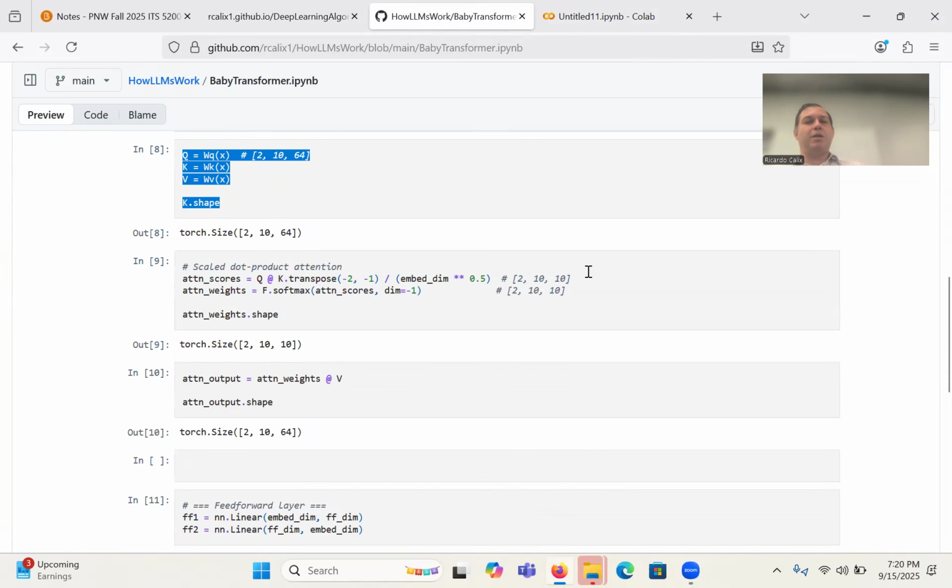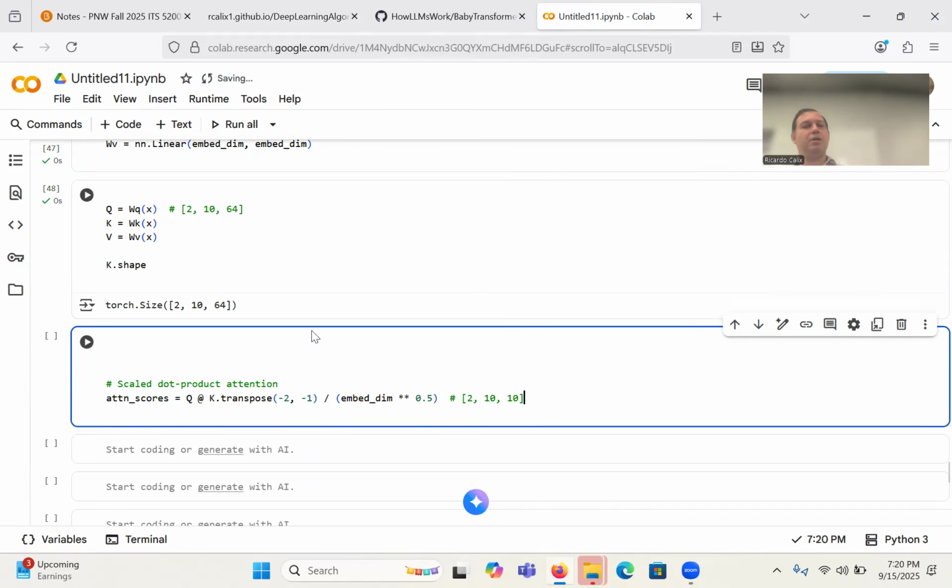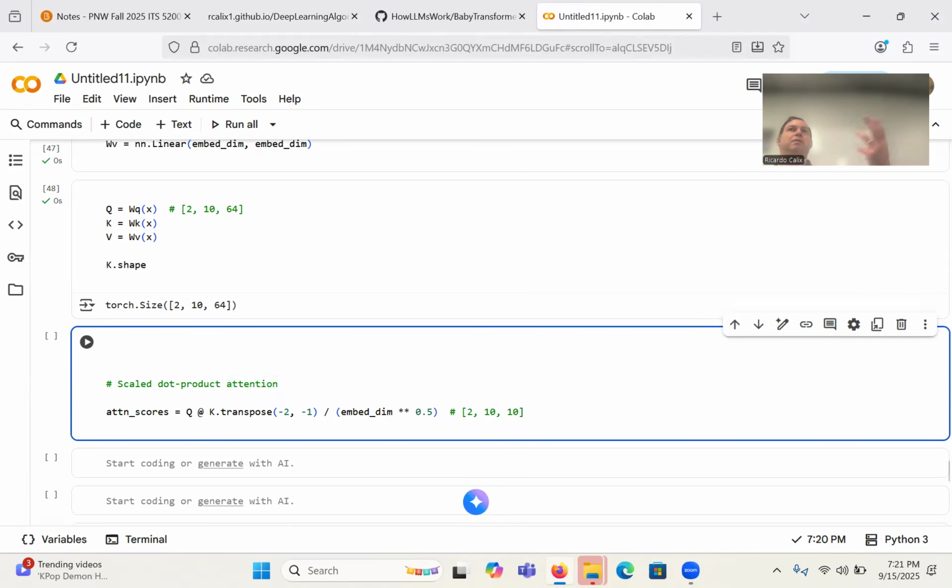So I'm just going to grab line by line here. This is the matrix multiplication, sometimes called the scaled dot-product attention. If you look at the paper, actually, this is how they describe it, the scaled dot-product attention. So that's from the Vaswani paper.